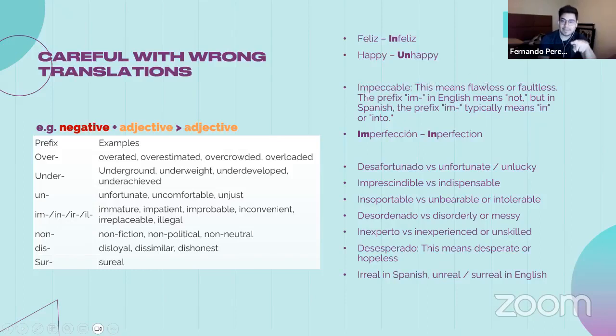The same way, "impeccable" uses an M, because in Spanish it's used impecable, and that's a very different thing. Or the opposite, imperfección in Spanish has an M, but in English it's "imperfection" with only one N.